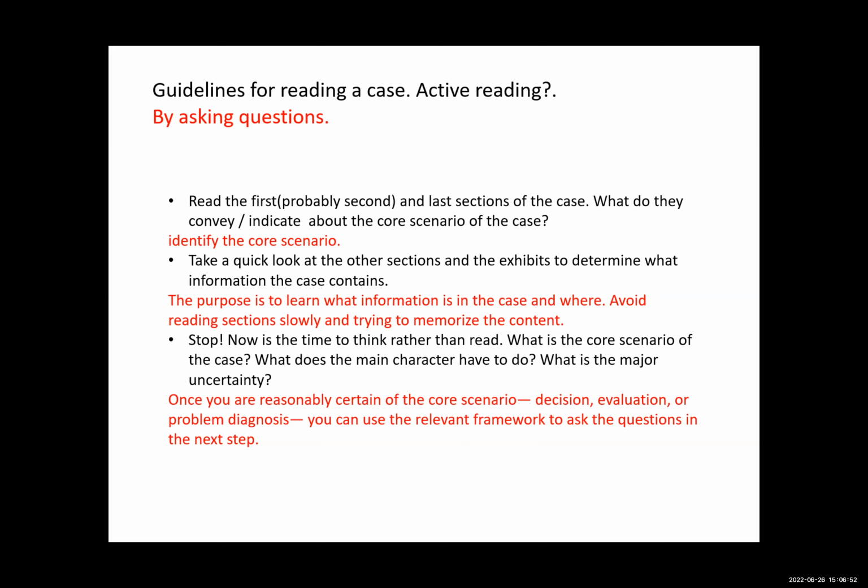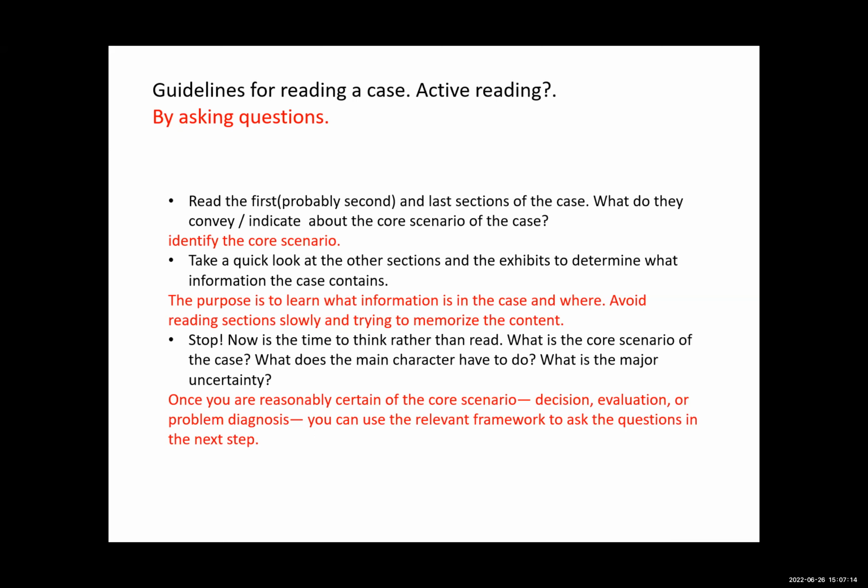Now is the time to think, what is the core scenario in the case? What does the main character have to do? What is the major uncertainty? There are 3 questions you are asking before even delving deep into the case. I told you these questions are like a torch. Because you are going into an uncertain world, you need questions. So what are the 3 questions that you ask?